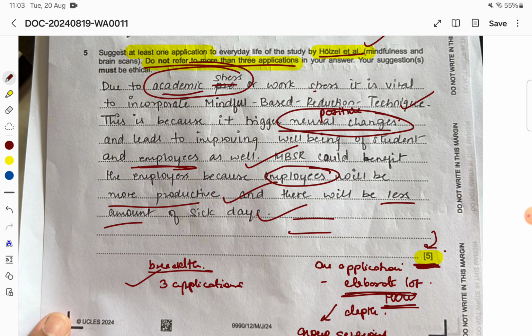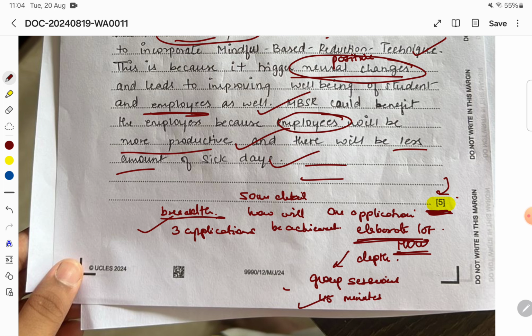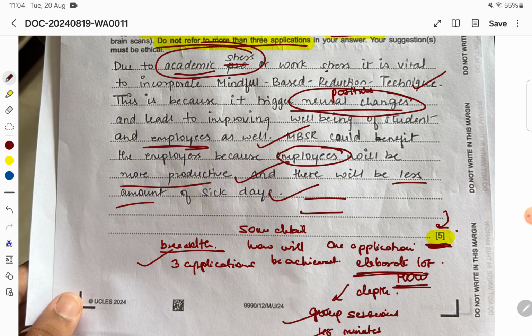As of now, where the answer stands, I would take it as there is some detail in the answer. Definitely there is some detail with respect to one application that is employee based. Where I will reduce marks is how the application will be achieved is not very clear. She mentions there's neural benefit, but what do employees have to do to gain that benefit? Like I said, they need to do daily exercises, they need to attend group sessions. That is not very clear.